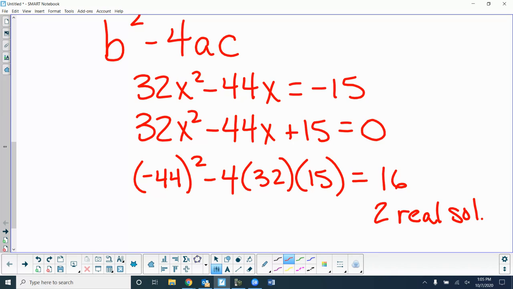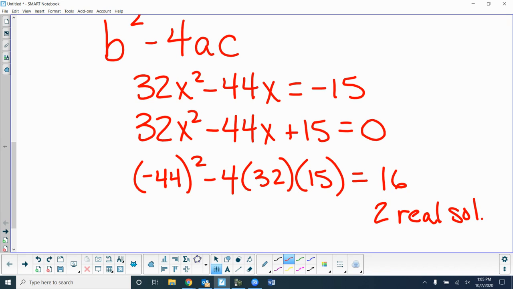You got 2 real answers and you would say 2 real. You got a negative number in the square root, you'd have 2 non-real. If you got a 0 in the square root, you would have just got 1 answer. You would have said 1 real. So that's okay if you want to do the whole thing and figure it out. But that's just kind of a shortcut.